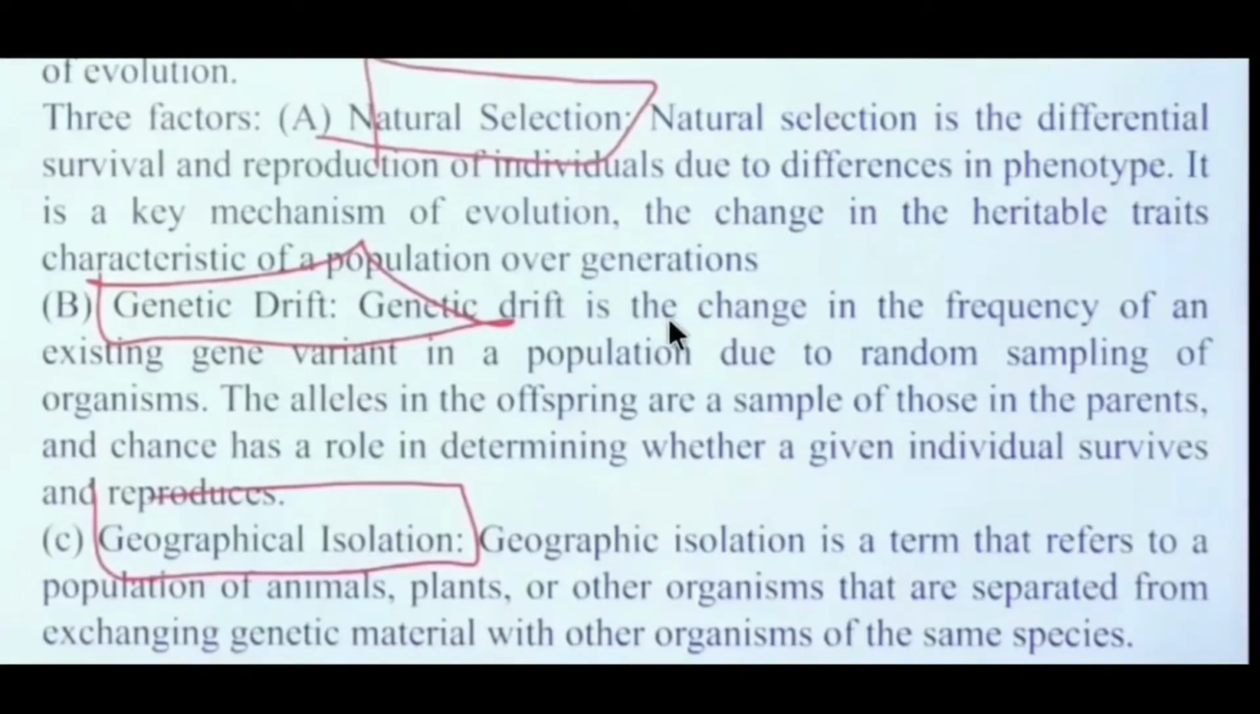Genetic drift. Genetic drift is the change in the frequency of an existing gene variant in a population due to random sampling of organisms. The alleles in the offspring are a sample of those in the parents, and chance has a role in determining whether a given individual survives and reproduces. Geographical isolation. Geographical isolation is a term that refers to a population of animals, plants or other organisms that are separated from exchanging genetic material with other organisms of the same species.